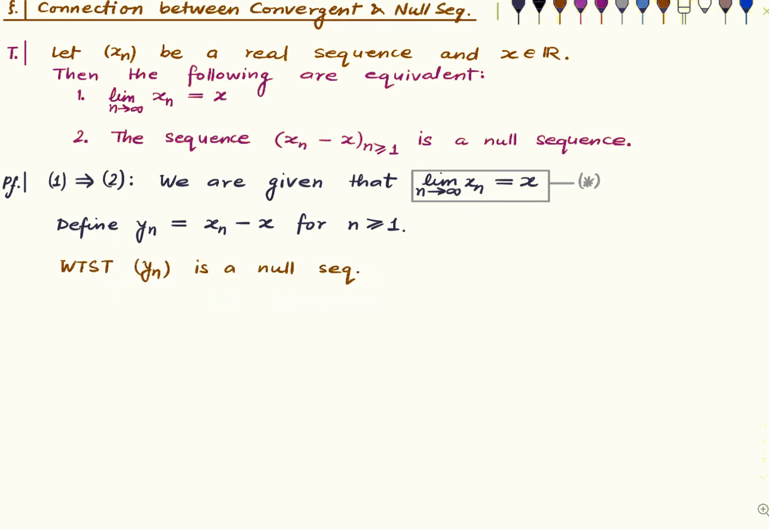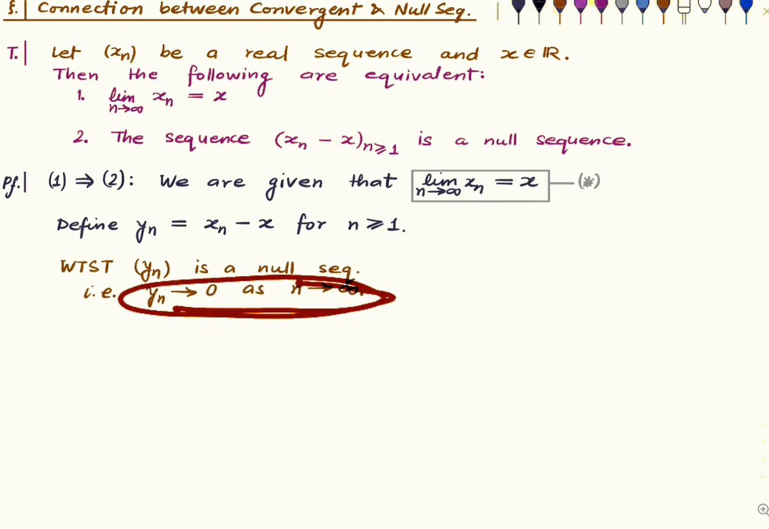Okay, but let's unravel this. We want to show that yn converges to 0 as n approaches infinity. This is just a way to read it out. It means exactly that yn converges to 0, but when we write this, we read it as yn approaches 0 as n approaches infinity. That is one way to read it.